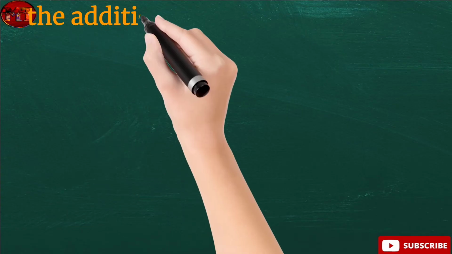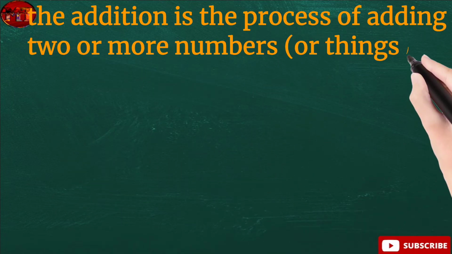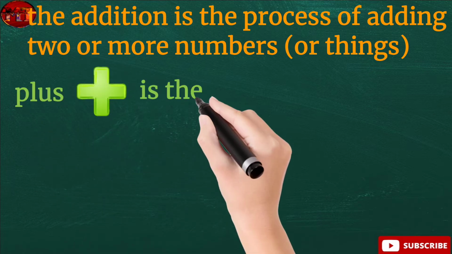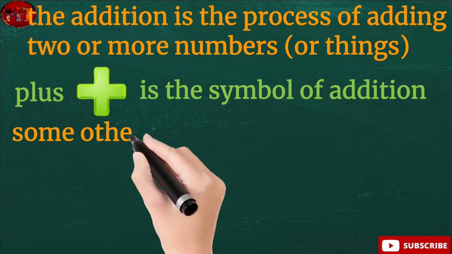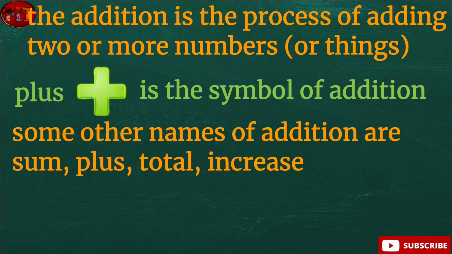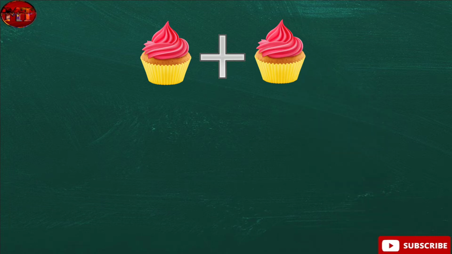Addition is the process of adding two or more numbers or things. Plus is the symbol of addition. Some other names of addition are sum, plus, total, increase. Example, one cake plus one cake.